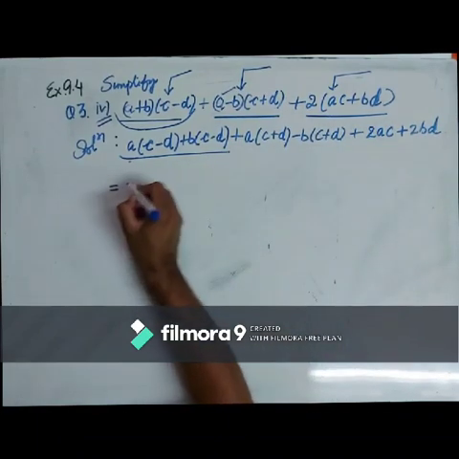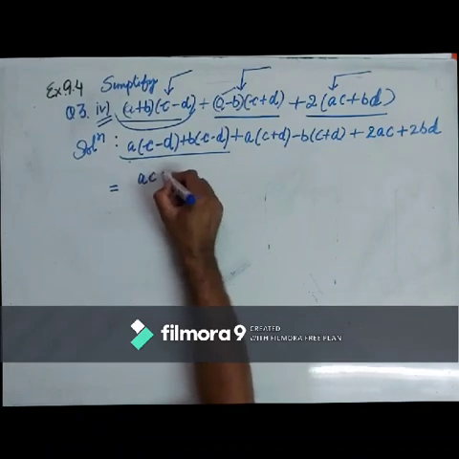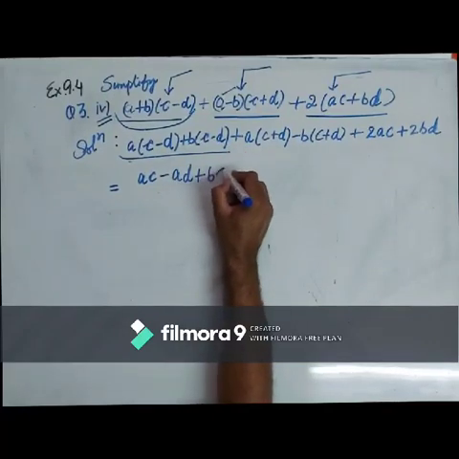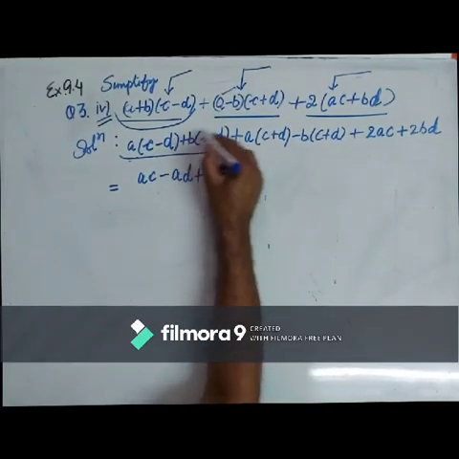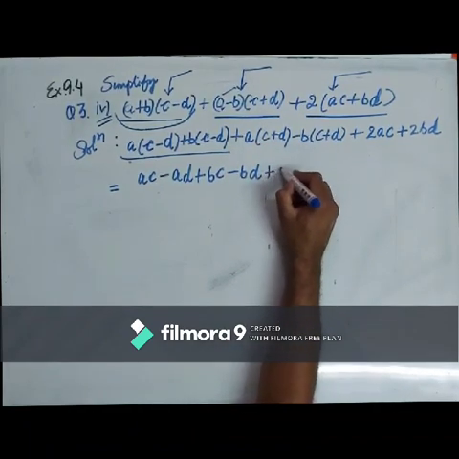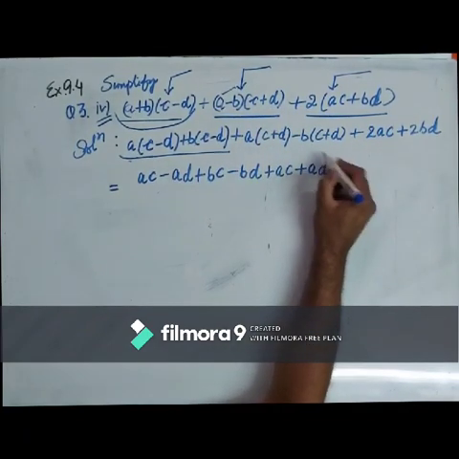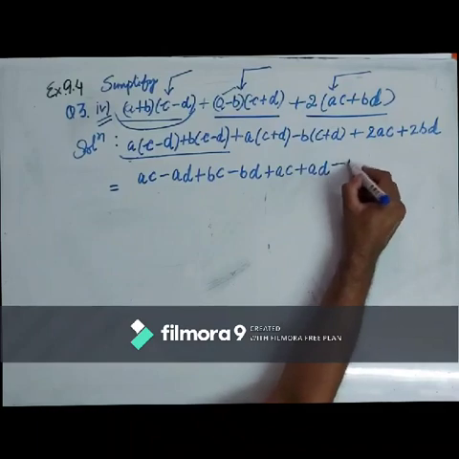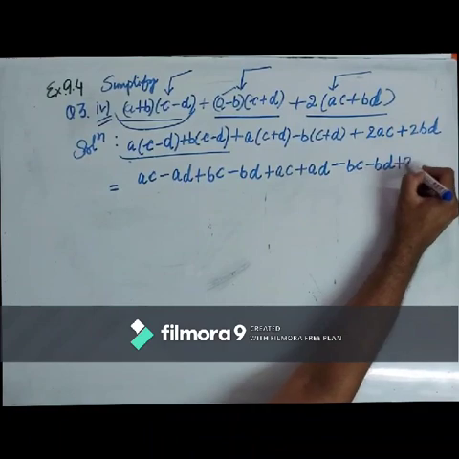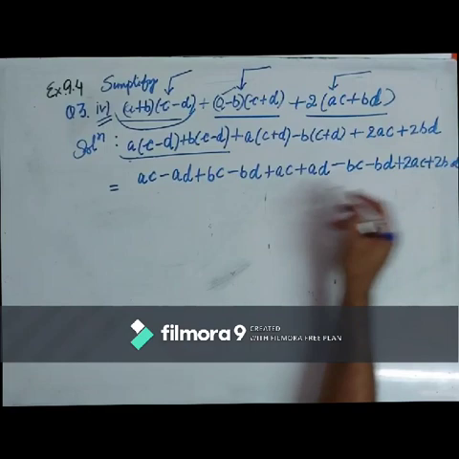Simple. So the next line is, next is a into c ac minus a into d ad plus b into c bc minus and plus minus bd, a into c plus sign ac, a into d plus sign ad, minus b into c minus of bc, minus of BD plus of twice of AC plus 2BD. So we have many terms here.